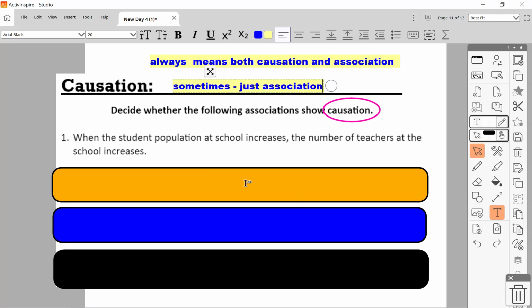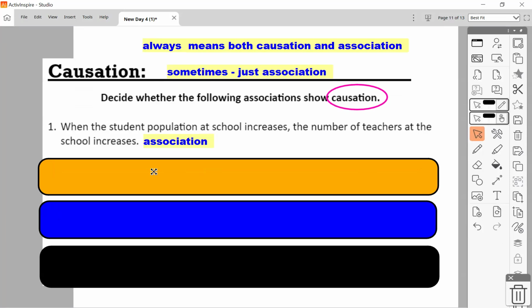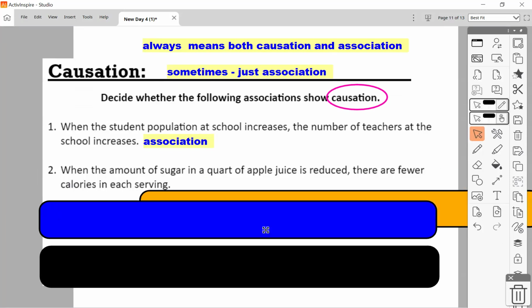So when the student population at school increases, does that cause the number of teachers at the school to increase? You might try to fight me with this one, but I'm going to say that it happens sometimes, because sometimes we have a whole bunch of students, but if there's no teachers or they don't hire teachers, then we're not going to have enough teachers. So this one is just going to be association. You can try to fight me on that one when I get back, if you remember.